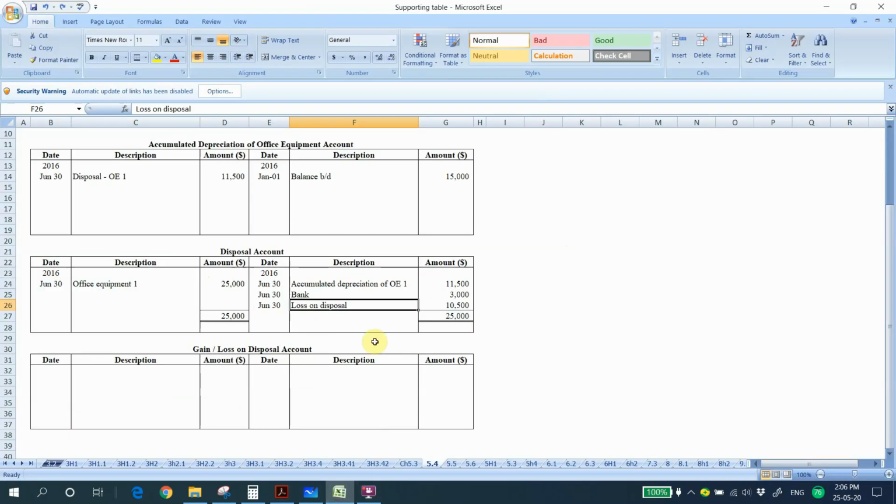So you can try to use your common sense to analyze whether you make a gain or loss from the disposal. So this is 2016. So June 30th. We recognize this amount from disposal account. So 10,500. How I get this amount? I credit the disposal account and debit goes to gain or loss on disposal account.